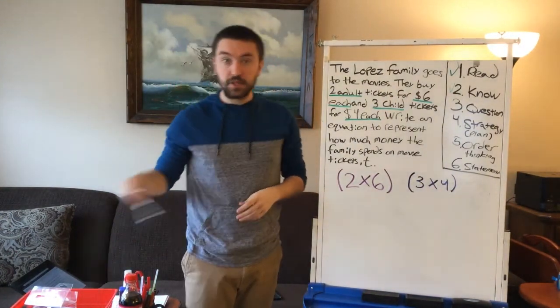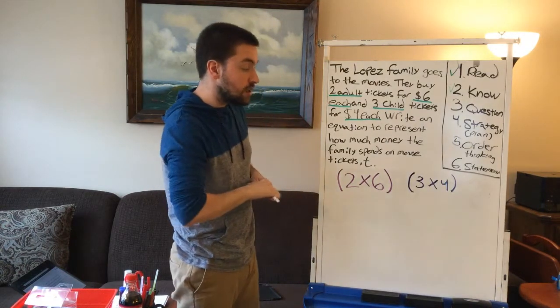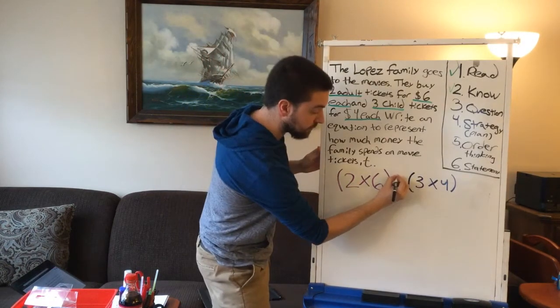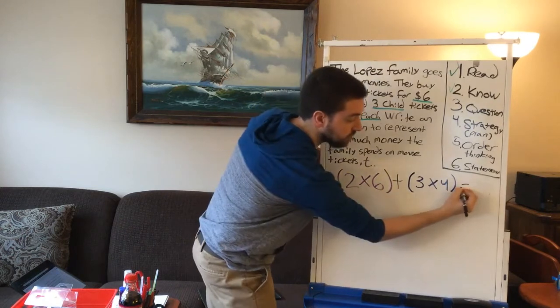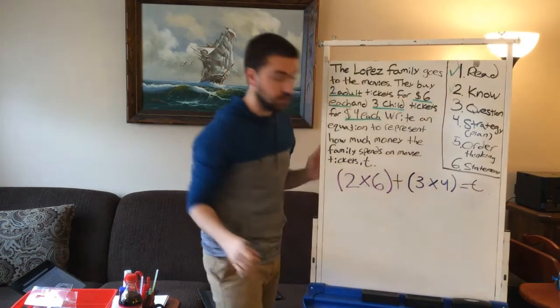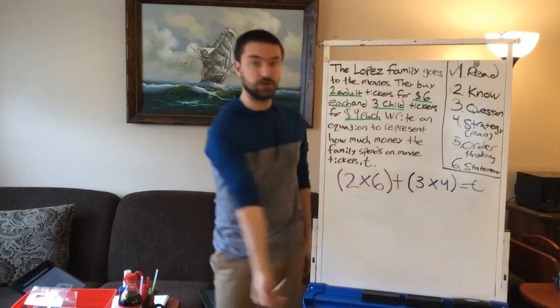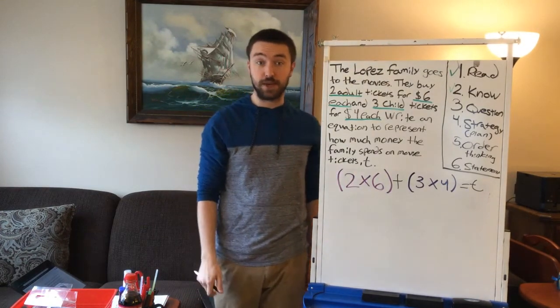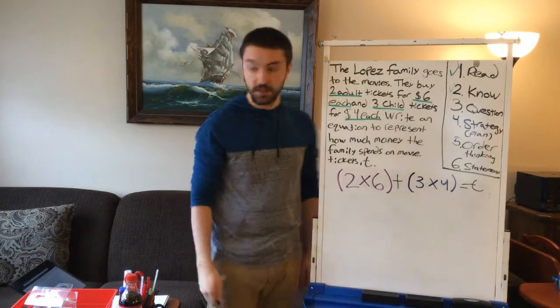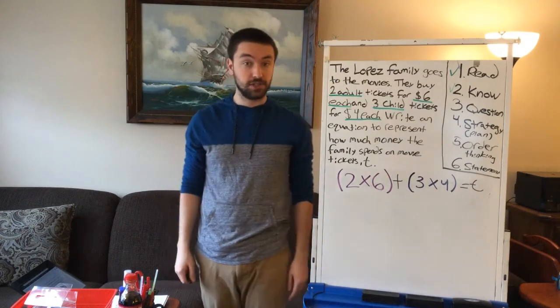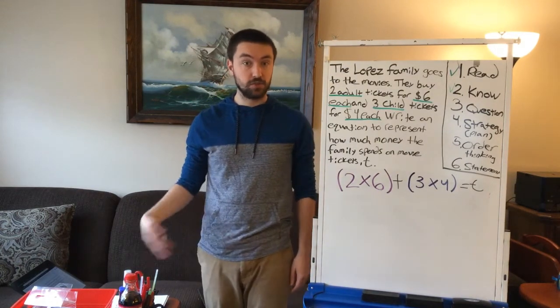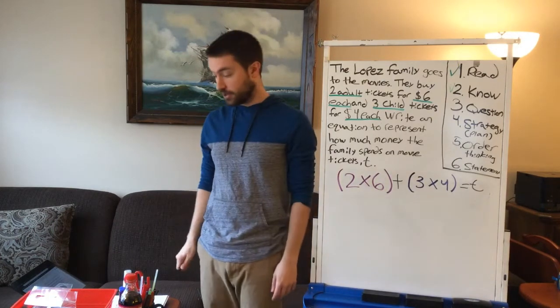Now, I need to add them up, because that was my 3rd step. Plus symbol, T, there's my equation. Adult tickets plus kid tickets equals the total amount they spent on tickets. Questions 2, 3, and 4 follow the same pattern, and as always, the answers will be up at the end of the video for you to check your work.